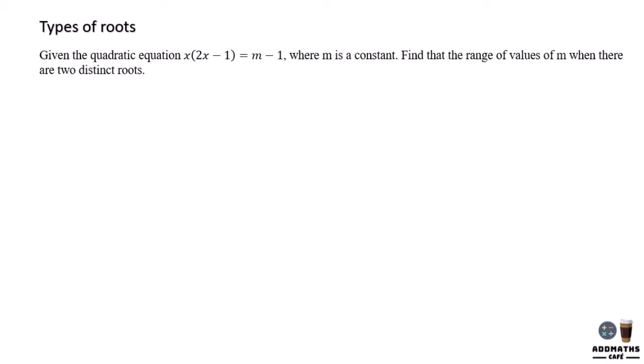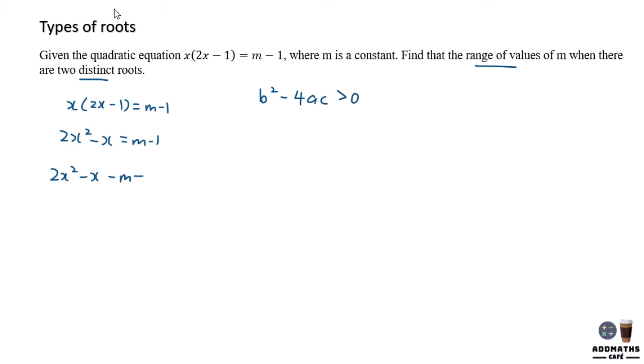So the first question is, you have a quadratic equation over here, and you need to find the range of values of m when there are 2 distinct roots. So you know that to find 2 distinct roots, you have to apply the formula of b squared minus 4ac more than 0. So to apply this formula, make sure that this equation is in general form. In this case, it is not, so change it into general form and label your a, b, c. So your a here is 2, b is negative 1, and c is negative m plus 1.